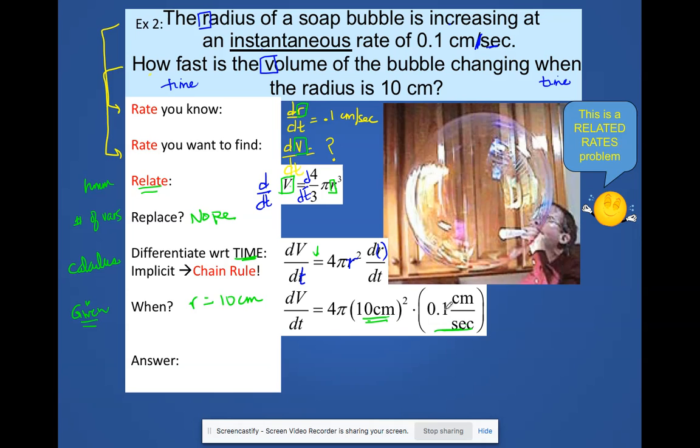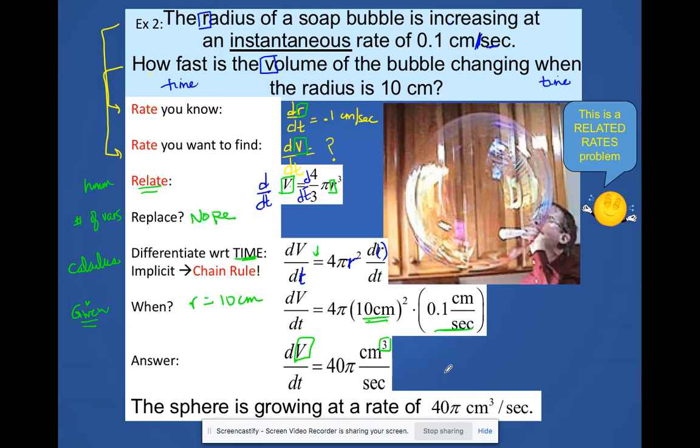I don't usually carry along my units inside my calculations, but I wanted you to see that they do work out. You're putting in 10 centimeters, but you're squaring. So you have centimeters squared here. You have 0.1 centimeters per second. So you end up with cubic centimeters per second, which you should because you have volume. So at the instant when the radius is 10 centimeters, the volume is changing at 40 pi cubic centimeters per second, given that the radius is changing at 0.1.